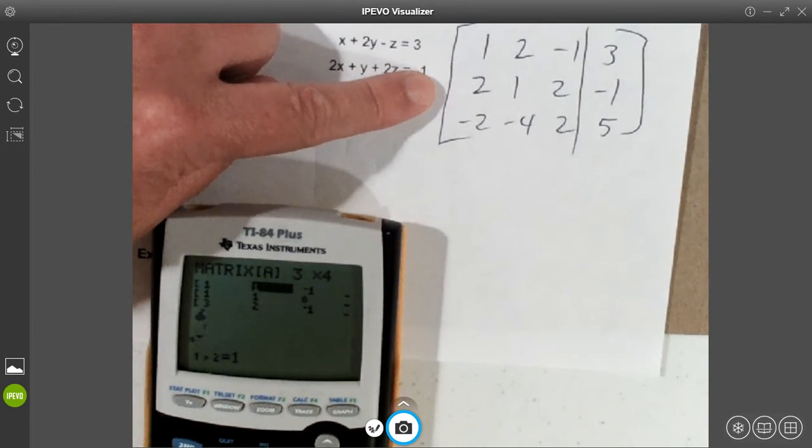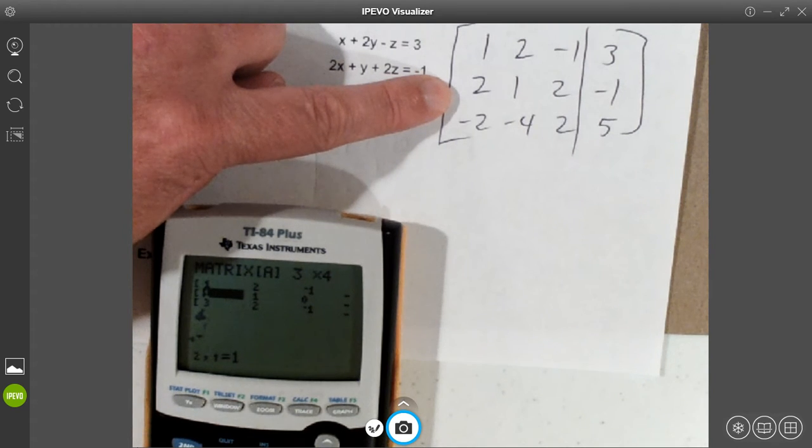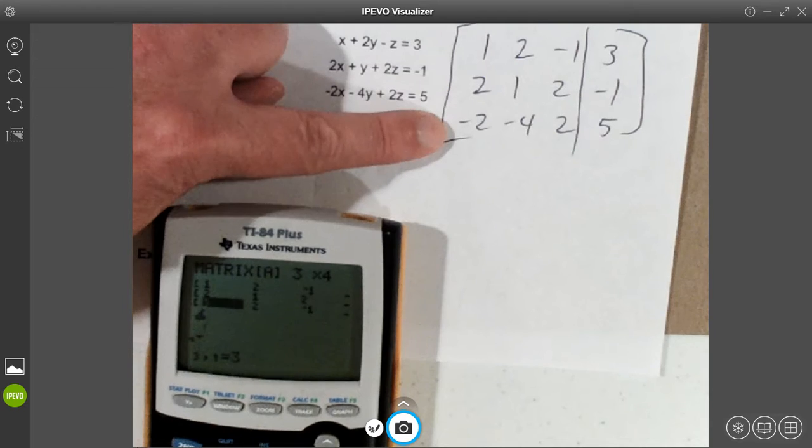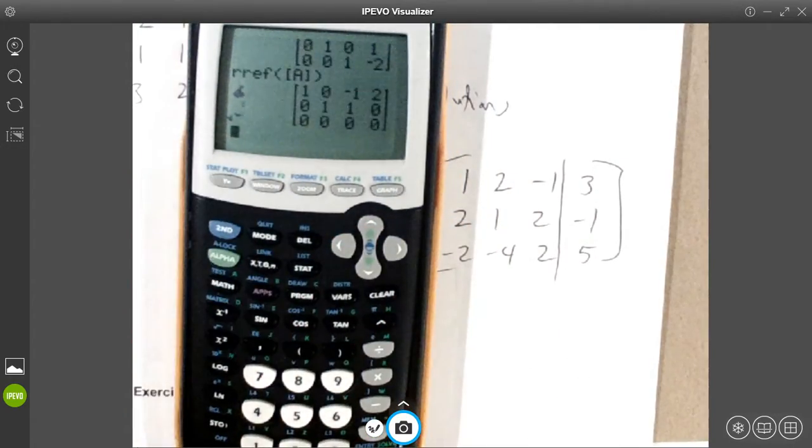1, 2, enter, -1, and 3. Make sure you hit enter after each one. Otherwise, you're going to put -13 in there instead of -1 and 3. 2, 1, 2, and -1, and -2, -4, 2, and 5. Okay, so there's my matrix. And so second quit takes me back to my home screen.